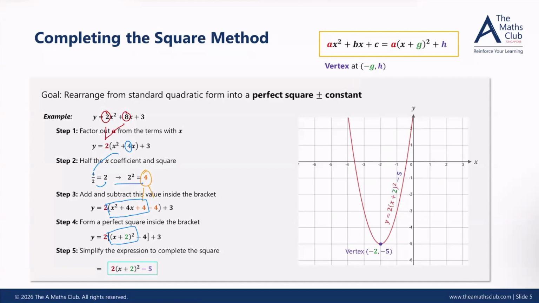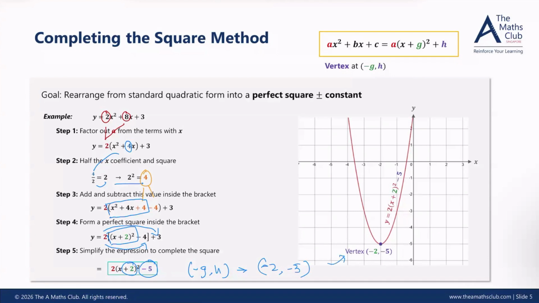The final step is to simplify everything that is outside the perfect square, so as to give you the adjustment number, minus 5. And from this, you will be able to tell that the vertex will be minus g, h, which corresponds to minus 2 and minus 5. If you plot it on the graph, it will look like this.